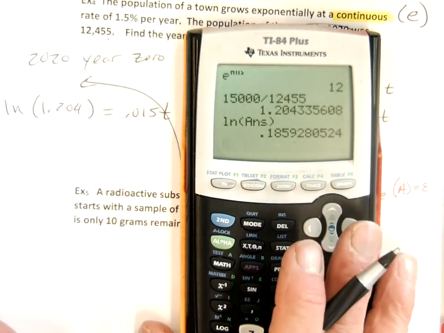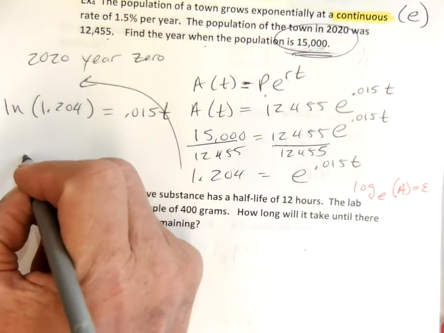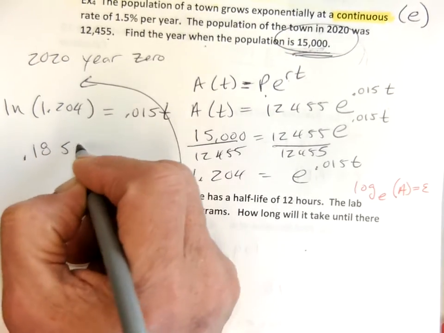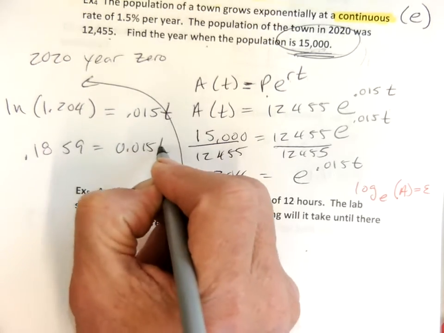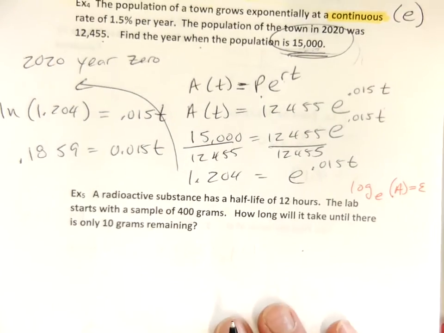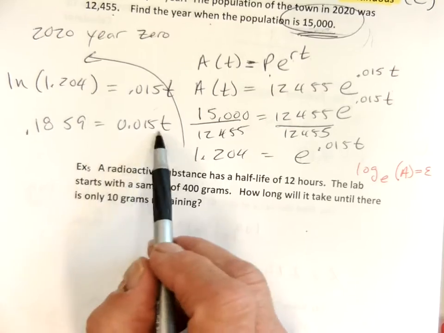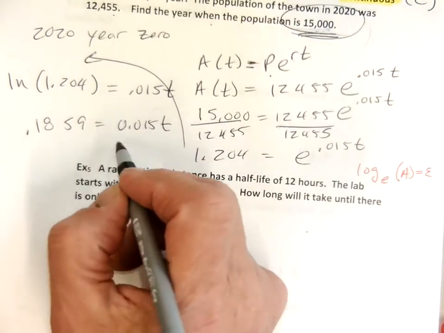So I got about 0.1859. I get 0.1859, blah, blah, blah, equals 0.015t, and then we'll just divide. To solve for t, let's divide.